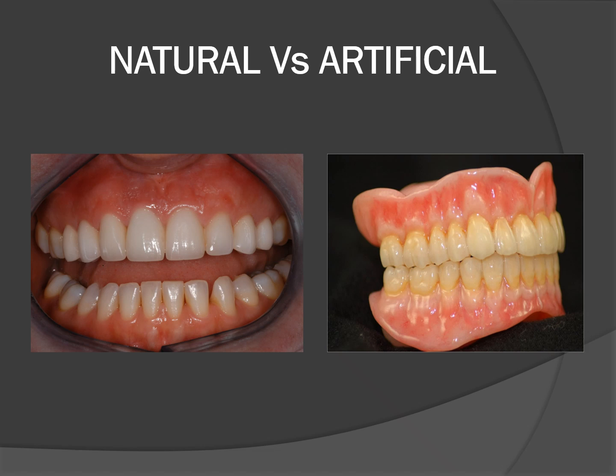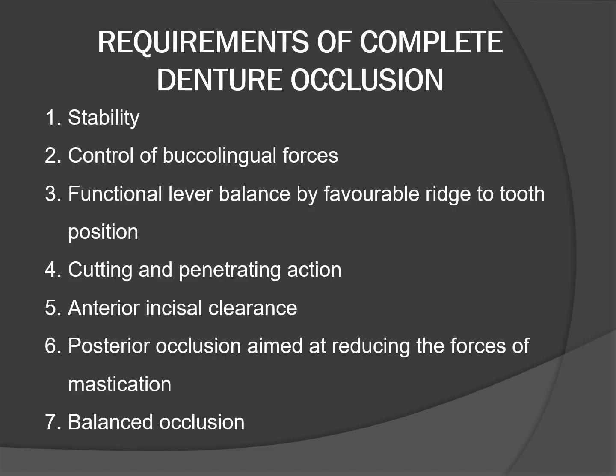in natural dentition. And the most common type of occlusal scheme, or the preferred occlusal scheme, in natural dentition is the canine protected occlusion or the group function occlusion, whereas in your artificial dentition we prefer a bilateral balanced occlusion. So bilateral balance is only artificial and it is not present in natural dentition. So what are the requirements of a complete denture occlusion?